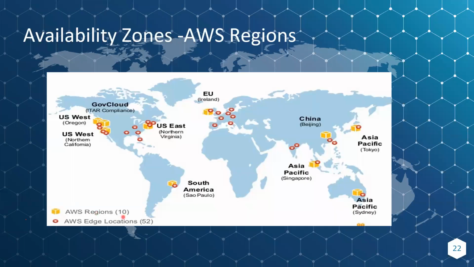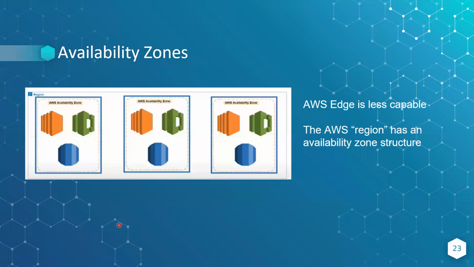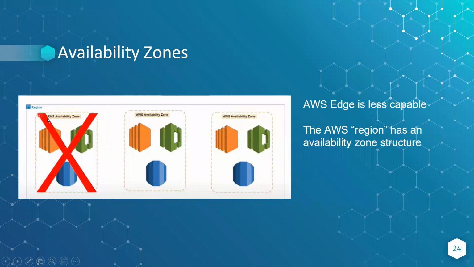As you can see, the yellow part is AWS regions, and the red part is AWS edge locations. Each availability zone has independent power and physical security, but they work together at the same locations. So these are three availability zones. For example, if you create your application in one region, and that region has three availability zones, and one availability zone crashes, it doesn't mean that your application is finished. You can use the second availability zone, and you have the option of a third availability zone as well.